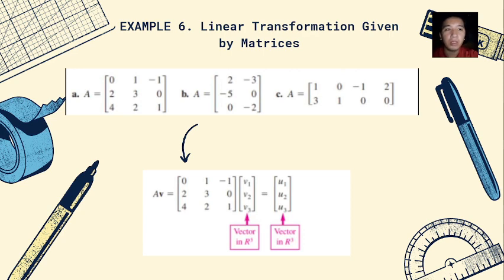The second one, because the size of this matrix is 3 by 2, defines a transformation from R squared into R cubed. And the last one, because the size of this matrix is 2 by 4, defines a linear transformation from R raised to the 4th power into R squared.